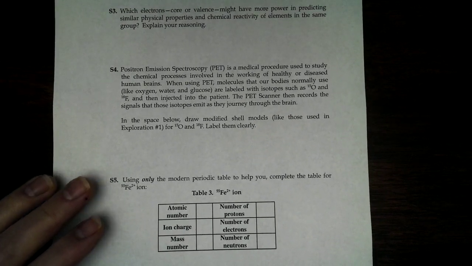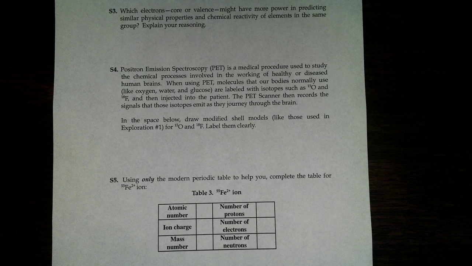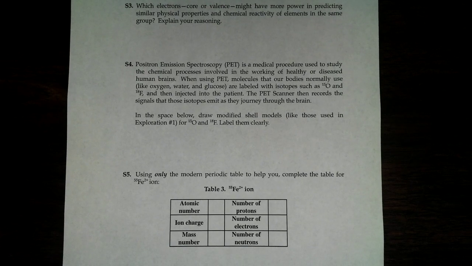Summarizing question 4. Positron emission tomography, which is PET, is a medical procedure used to study the chemical processes involved in the working of healthy or diseased human brains. When using PET, molecules that our body normally uses, like oxygen, water, and glucose, are labeled with isotopes such as 15O and 18F, and then injected into the patient. The PET scanner then records the signals that those isotopes emit as they journey through the brain.